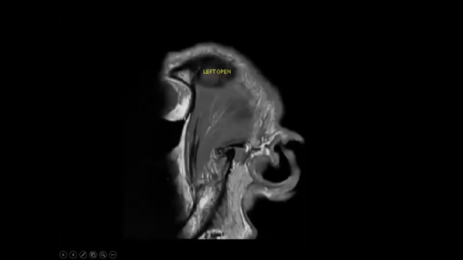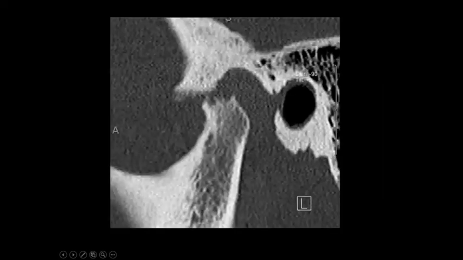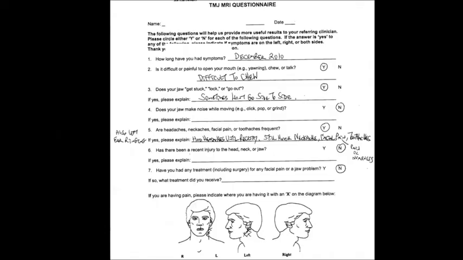This is another example where you can see the diffuse sclerosis with hypointense signal within the condylar head. This is obviously much easier to see with CT. Again, sclerosis, irregularity, flattening, erosive changes within the left condylar head. Again, better demonstrated in these blown up images of the erosive changes within the left condylar head.